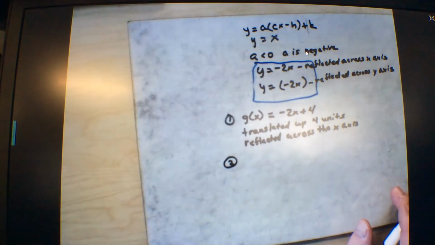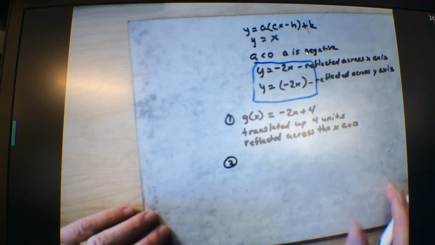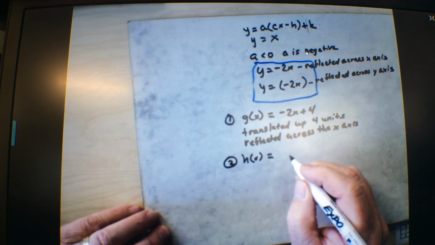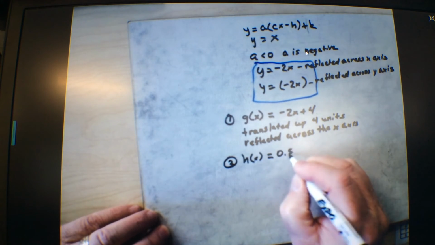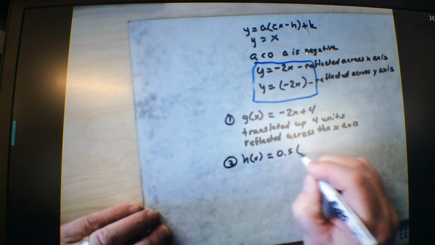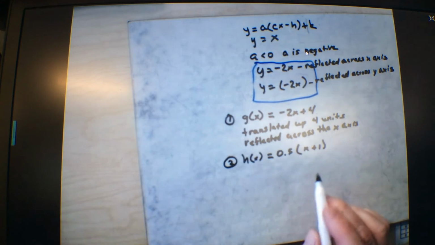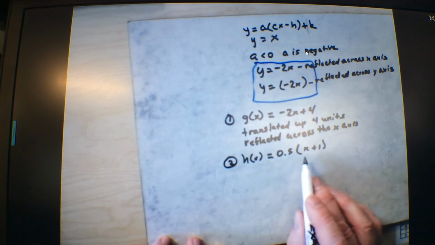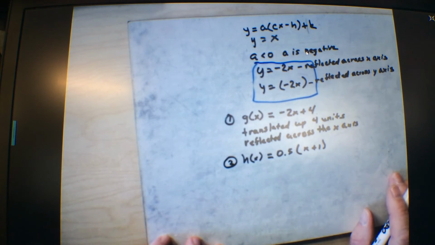Okay, does that make sense to you? Yes, no, maybe? All right, let's take a look at this one. H of x equals 0.5 times the quantity x plus 1. The nice thing is you can go back and look at your notes on these. Okay. What about this guy? Be careful here. What about the inside of parentheses?